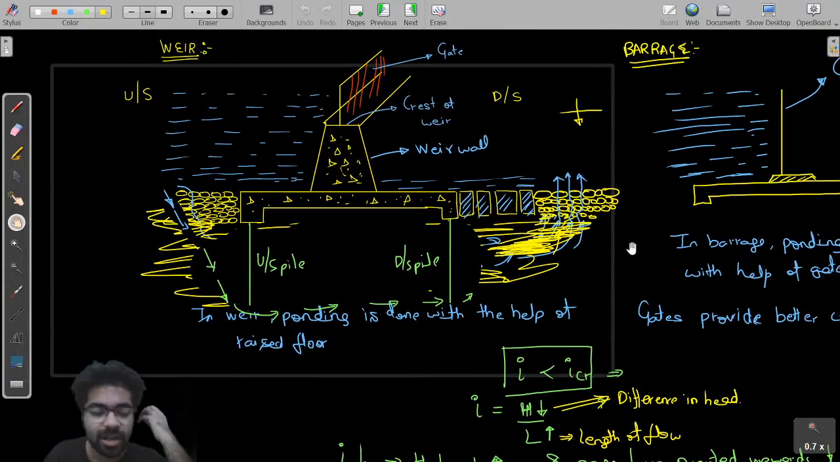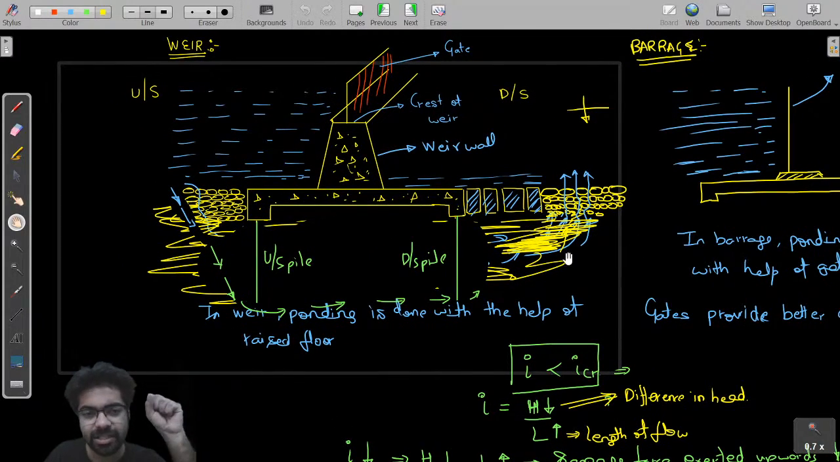Otherwise it was a barrage. And what we tried to achieve yesterday, sir, was that the length of the pile should be more and the length of the floor should be more. Then when this length is more, your hydraulic gradient will be less, and obviously when the hydraulic gradient is less, this upward seepage force is also less.